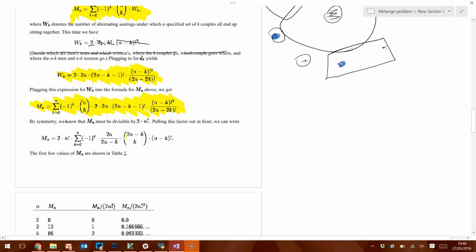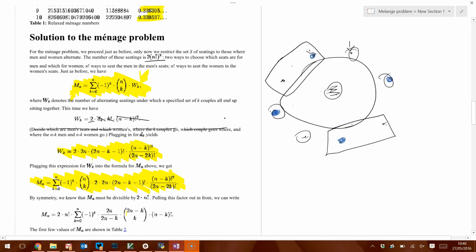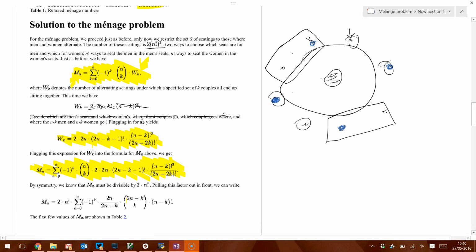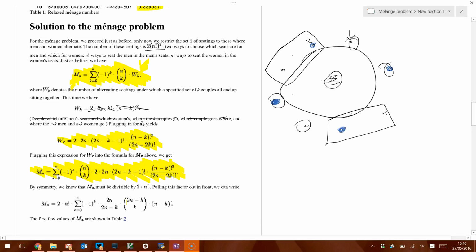So by symmetry, we know that mn must be divisible by 2 times n factorial. So what does that mean? Suppose that we had labelled the couples. So we've got 1, 2, 3, 4, 5, 6, 7, 8. They always went in increasing order around the table.